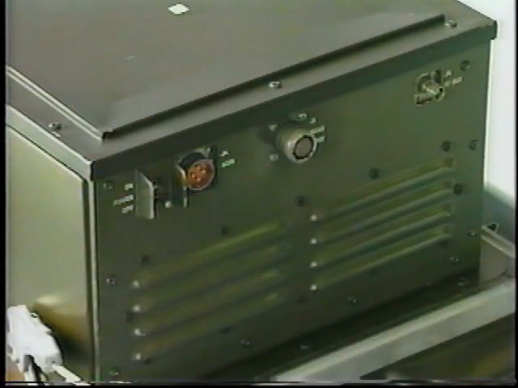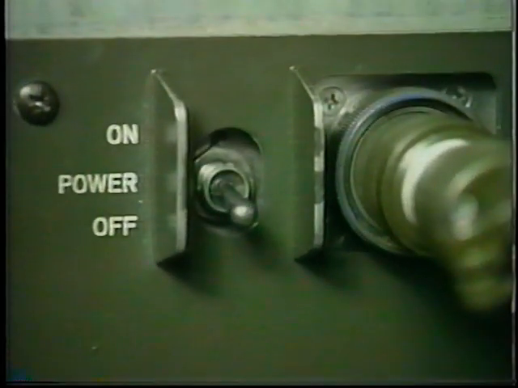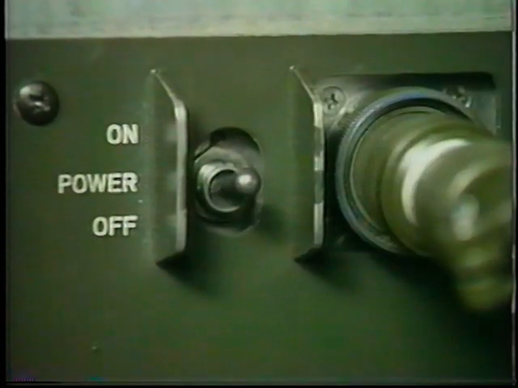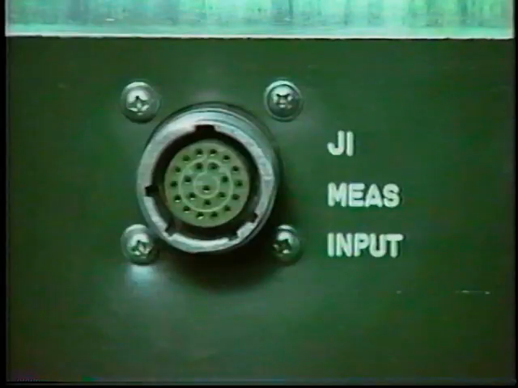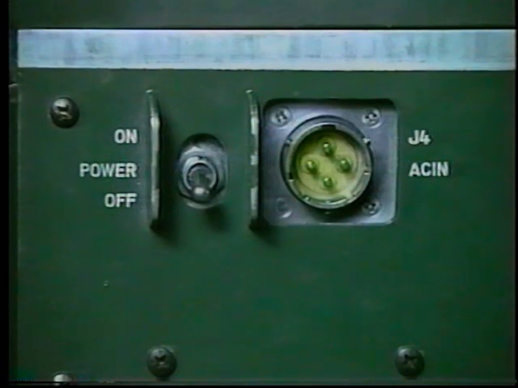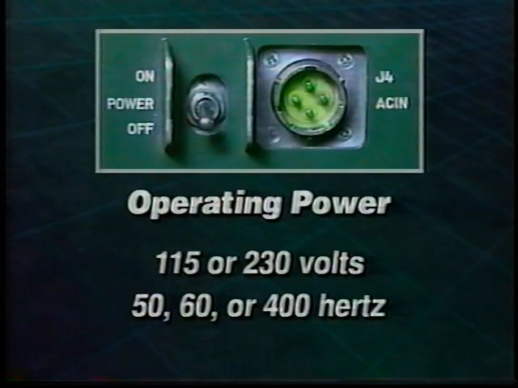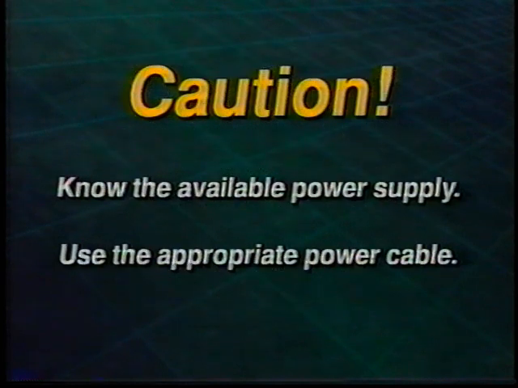At the back of the RFTLTS is the power on-off switch, which doubles as a circuit breaker to protect the system from overcurrent, the J1 input for video cable, J5 RF output, and a connector for AC power. RFTLTS operates from 115 volt or 230 volt single phase, 50, 60, or 400 hertz power. It is important to know what the available power is and to use the appropriate cable.